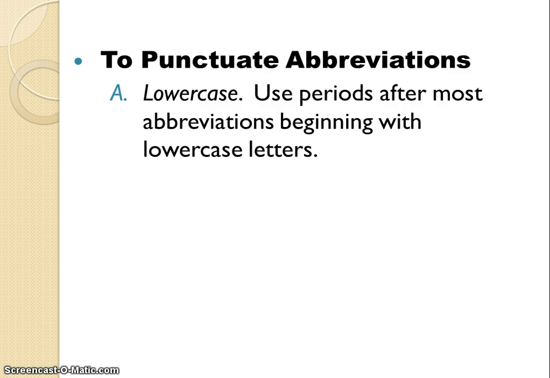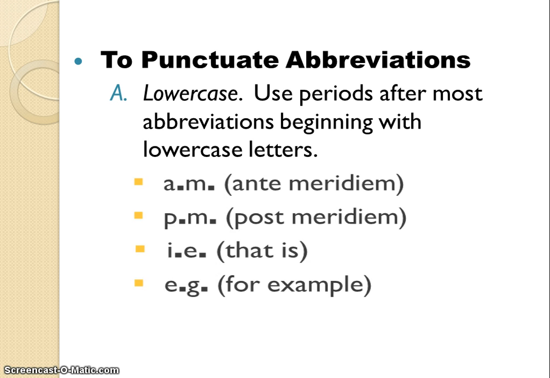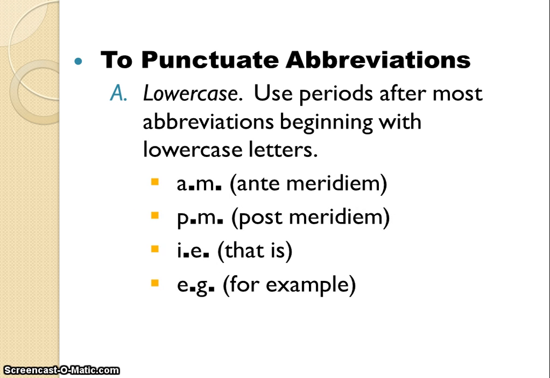Okay, we use periods to punctuate abbreviations. For lowercase abbreviations, you use periods after most abbreviations beginning with lowercase letters. Here are some examples: a.m., p.m., i.e., and e.g. One of the reasons you want to use periods, especially on the first one, is if you don't, you would have the word am. So there is a reason for using the period there.